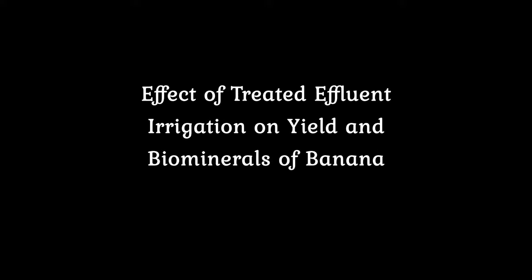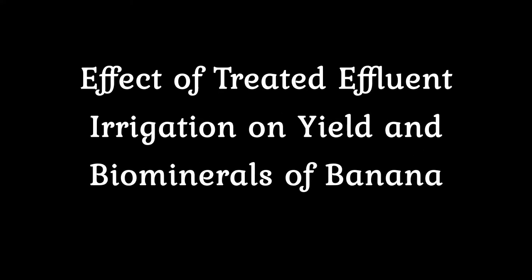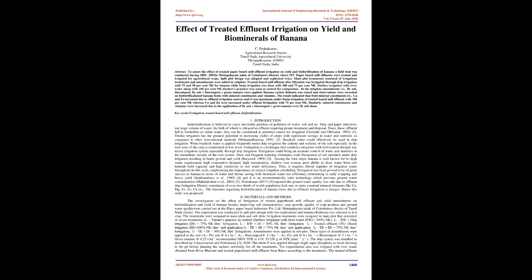Effect of treated effluent irrigation on yield and biominerals of banana. Abstract: To assess the effect of treated paperboard mill effluent irrigation on yield and biofortification of banana, a field trial was conducted during 2002-2003 in Mettupalayam taluk of Coimbatore District, where ITC paperboard mill effluents were treated and irrigated for agricultural crops.